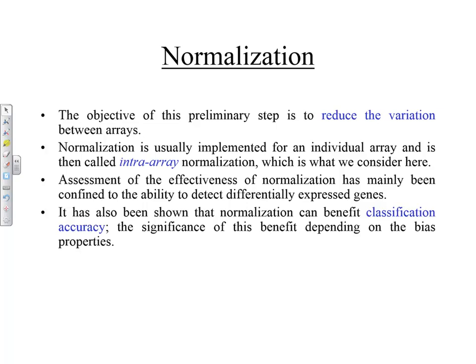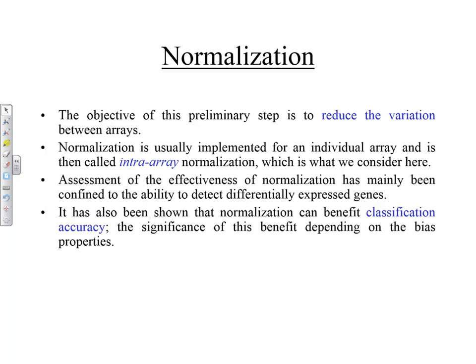Because if the red laser is more intense than the green laser and you don't normalize, you're not going to get correct results. It has also been shown that normalization can benefit classification. Remember I said that there are -1, 1, and zeros. They are going to be used to classify disease. So if you do the normalization, it has been shown to also benefit classification accuracy, and the significance of this benefit depends on the bias properties.